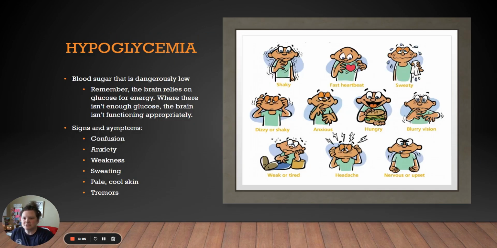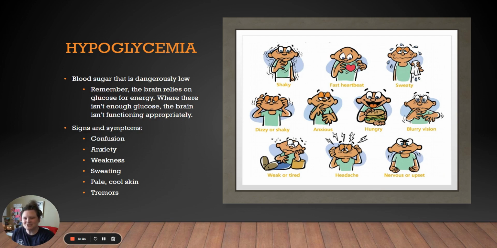Let's talk about some symptoms of blood sugar that's too low or too high, so that these are things you can watch for in your residents with diabetes. We'll start with blood sugar that's dangerously low, and that's called hypoglycemia. Remember, the brain relies on glucose for energy, kind of like the car relies on gas to go. So when there isn't enough glucose, the brain isn't functioning appropriately.